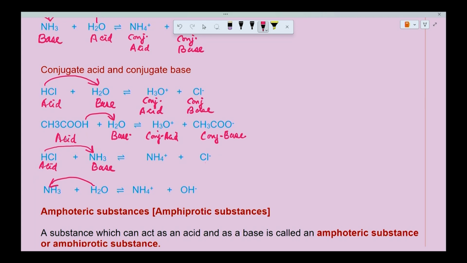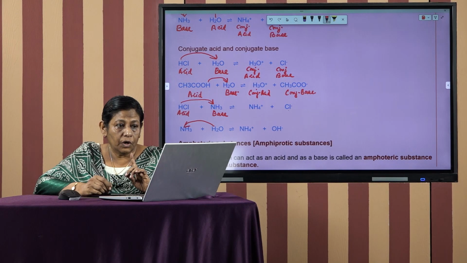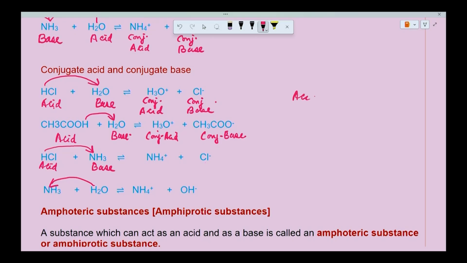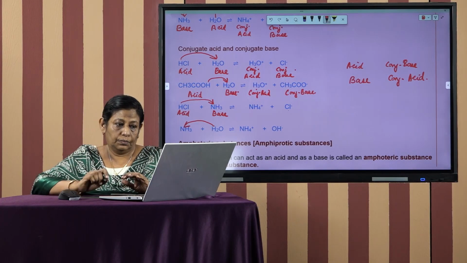You can see from acid it gets converted into a conjugate base. Base gets converted into a conjugate acid, that should be remembered. From acid you get a conjugate base. From base you get a conjugate acid, and these two differ by a proton.